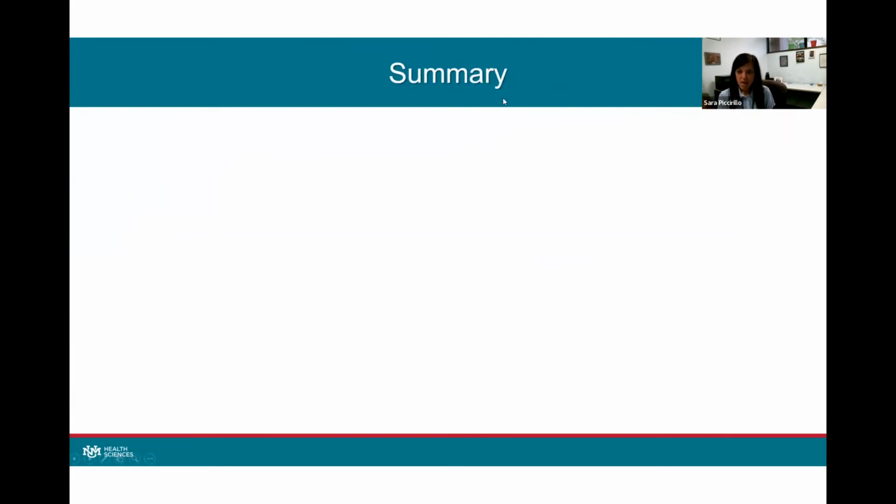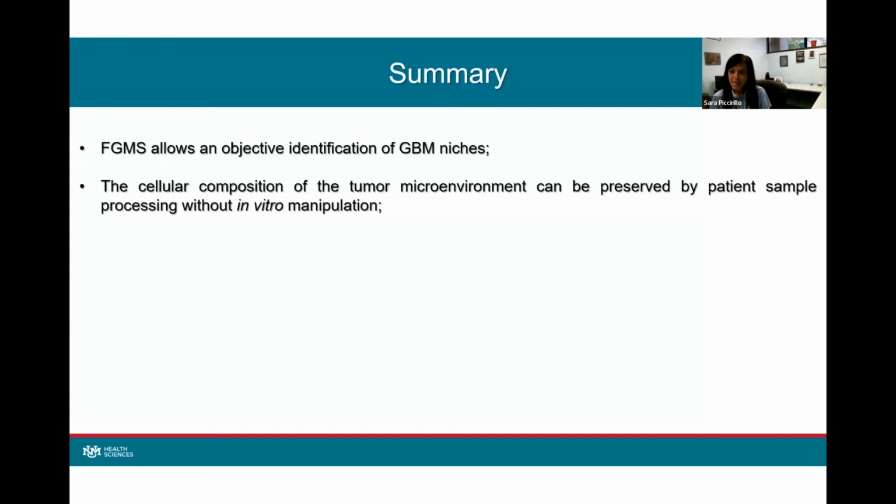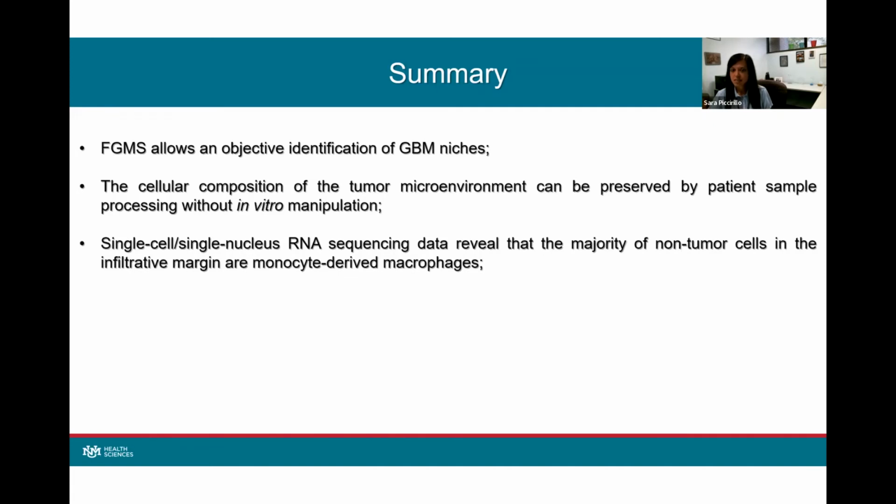So to summarize where we are now, I hope I showed you that by FGMS, we can perform a specific and objective identification of glioblastoma niches, and that we can preserve the cellular composition of the tumor microenvironment in each of these niches by having optimized the protocol so that we don't have any in vitro manipulation. So we are able to refine FGMS not only to characterize the heterogeneity of the tumor cells, but now to look at the tumor microenvironment in all areas: the subventricular zone, the infiltrative margin, and the tumor mass. We have performed single cell and single nucleus RNA sequencing, and what this analysis has shown so far is that the majority of non-tumor cells in the infiltrative margin are monocyte-derived macrophages.